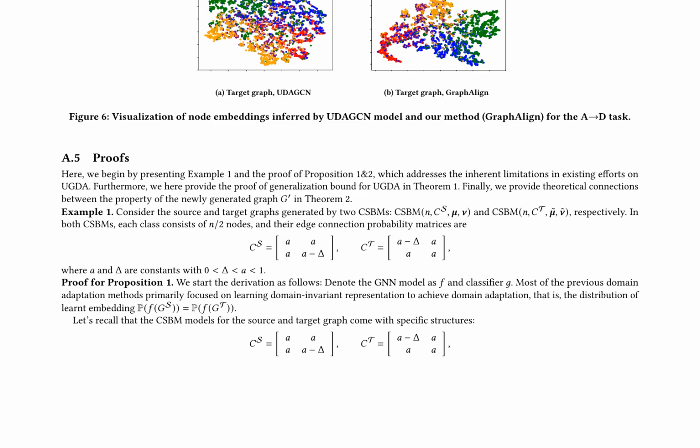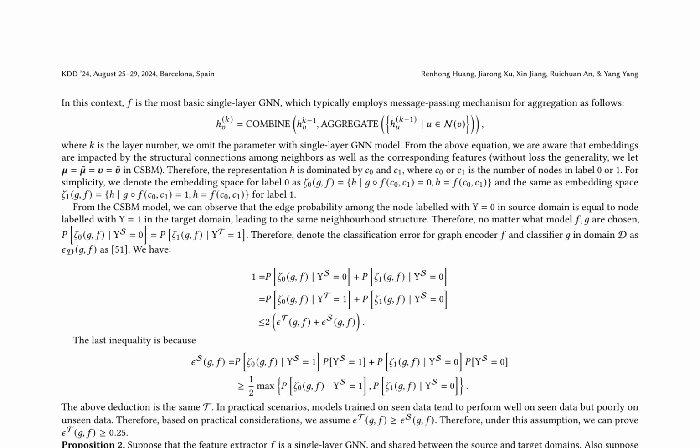They also present a visualization of node embeddings inferred by UDA GCN and GraphAlign models, showing that the latter produces more concentrated clusters of nodes in the same class. In addition, the paper presents two propositions related to the limitations of existing UGDA methods and the benefits of using a data-centric approach to construct a new graph that aligns with the target graph.